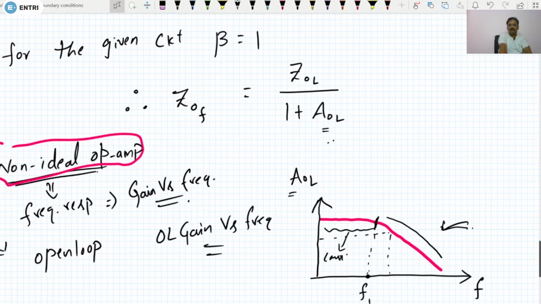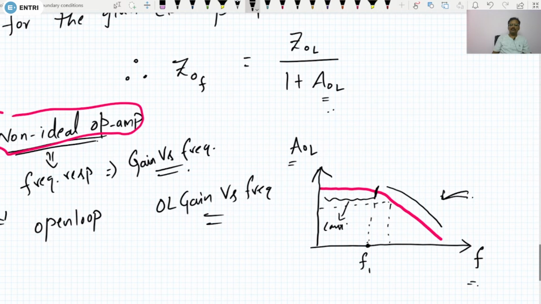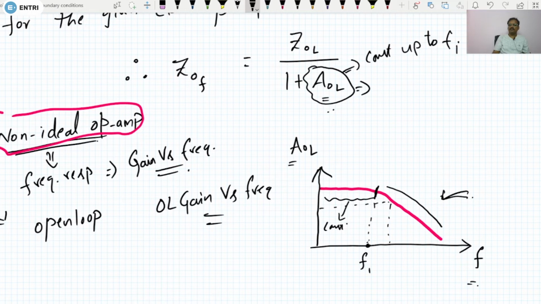Now if I try to draw the frequency response of ZOF, what are you going to get? AOL is constant up to f1, then for f greater than f1 it is going to decrease. Whenever AOL is constant, the ZOF value is also constant. After f1, AOL starts decreasing, so the denominator term decreases, which means the output impedance is going to increase.